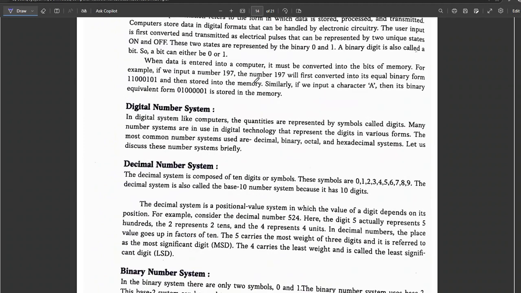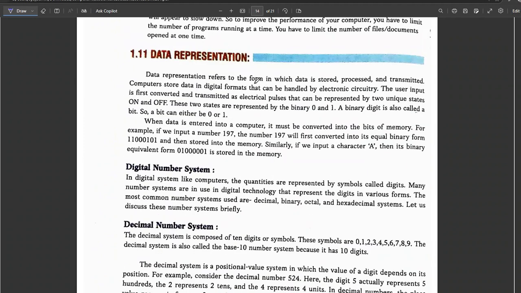So what were the different number systems? The number system that the computer understands is the binary number system. So we learned about that. Binary means 0 and 1, right? There are only two symbols or only two digits, so it is called a binary number system.